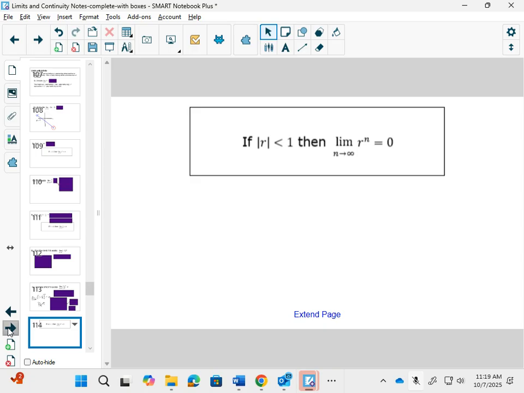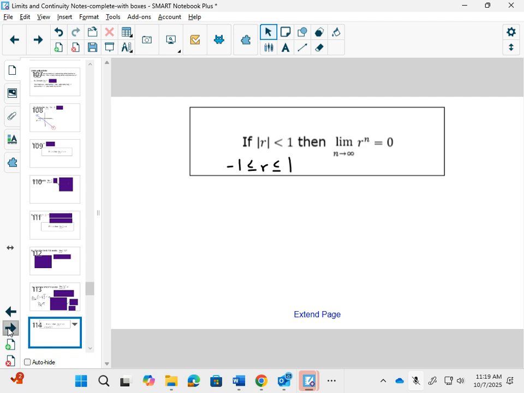If r is between -1 and 1, right, this is another way of saying this. Absolute value of r less than 1 is another way of saying r is between -1 and 1. And if you have a fraction, this is from our geometric sequences, our infinite series with geometric sequences. If your r value is between -1 and 1, then the sum to infinity existed. Well, that's because the limit as n goes to infinity of that goes to 0.